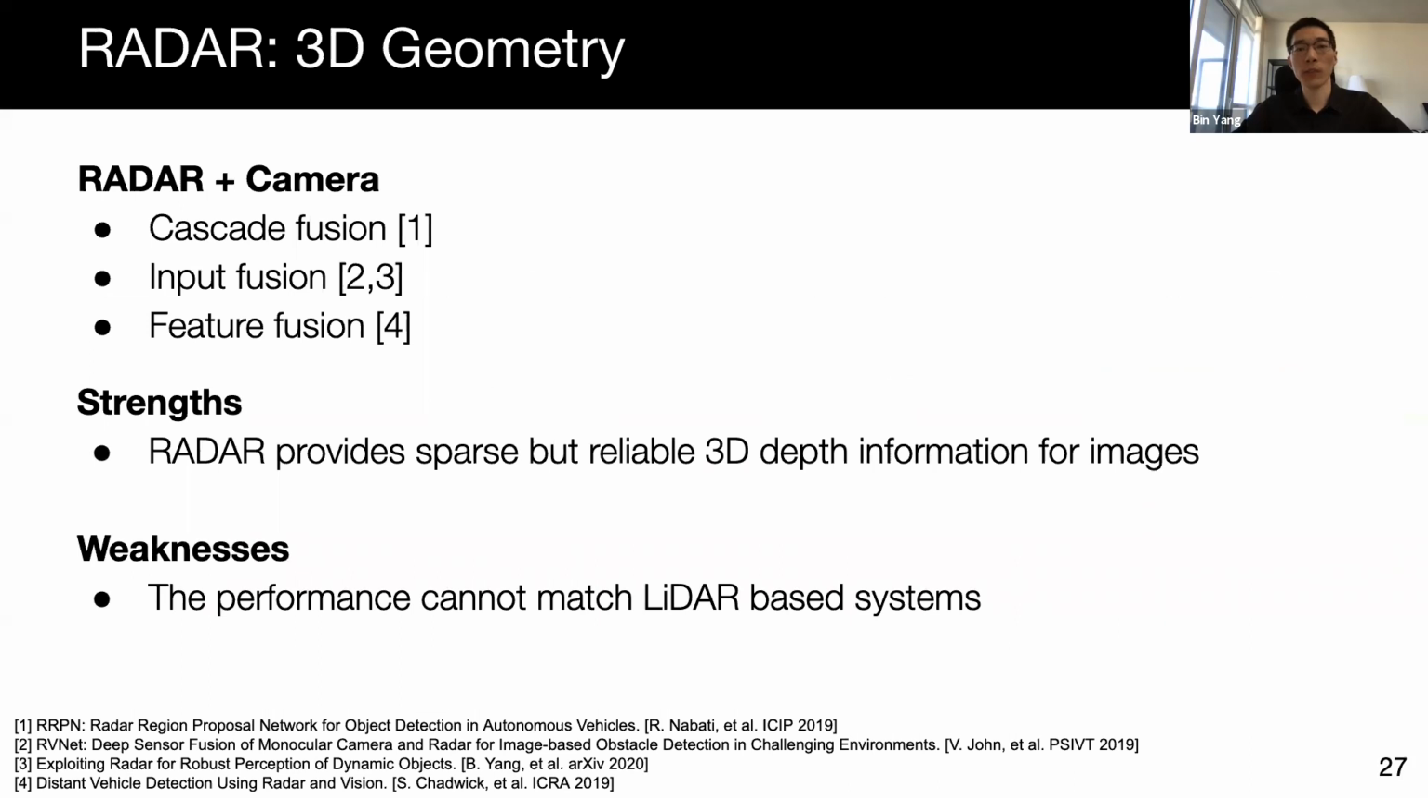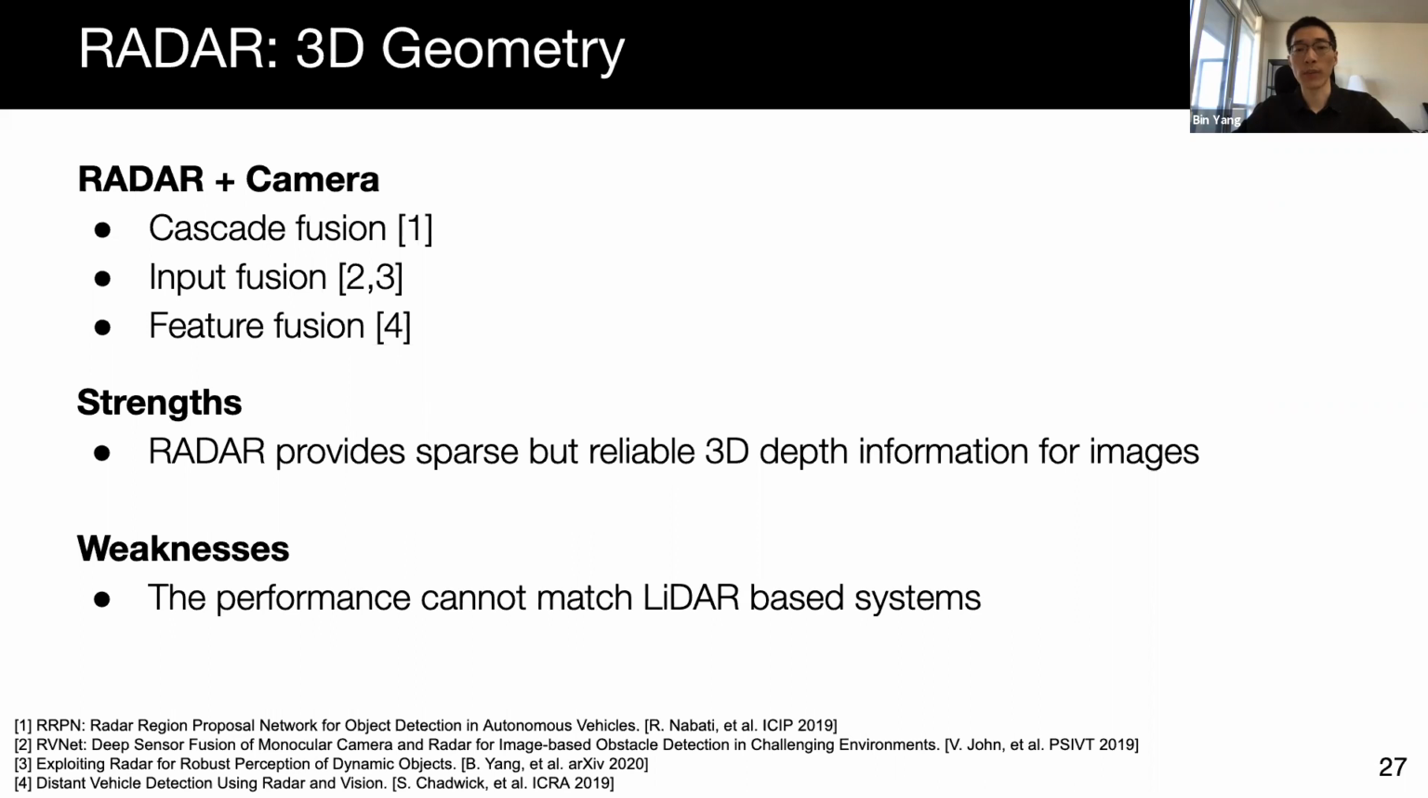Since radar is a 3D sensor, we will first look at how its 3D geometry information can be exploited. This usually happens in the setting of radar plus camera, which is a common setting for ADAS. In this setting, radar provides sparse but reliable 3D depth information for images. Many previously mentioned fusion methods can be adopted here, where we simply treat radar data as sparse point clouds.